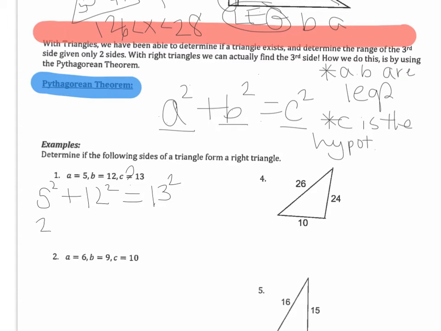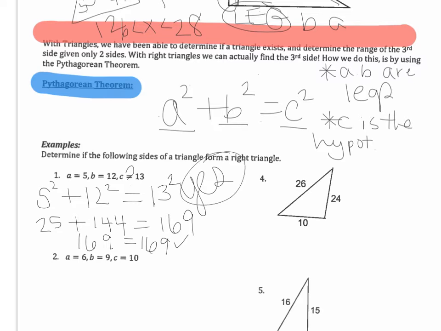So 5 squared is 25, 12 squared is 144, 13 squared is 169. So 25 plus 144 is 169. So 169 equals 169? Yes. So I would say yes, a right triangle exists. Okay? Just for purposes of scrolling, let's jump over to number 4.